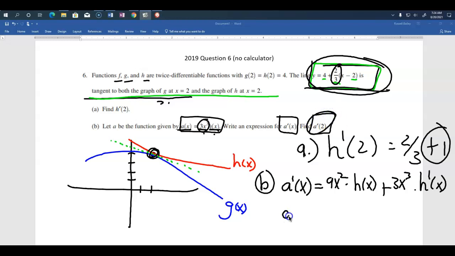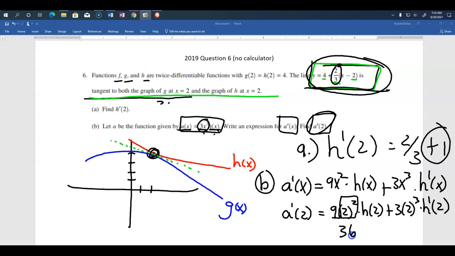But they also want me to find A prime of 2. And all that means is I'm going to go through and plug 2 into this function here. All right, so let's simplify this a little bit. This is 4, and 4 times 9 is 36. I'm going to put a blank there for now. I'm going to come back to the h of 2. Let's do this one now. This is 8, 2 to the third power, times 3 is 24. Now, I already know what h prime of 2 is because I found that up here. H prime of 2 is 2/3.